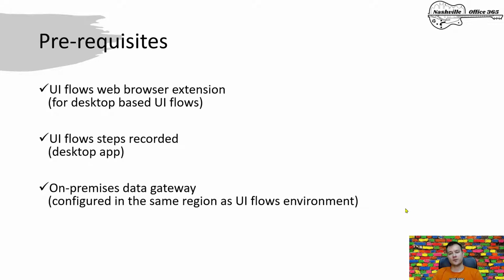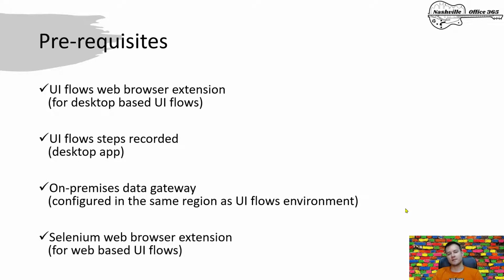We also need to have an on-premises data gateway, which is used to call our computer from Power Automate to trigger and play those recorded steps, so that the UI flows can actually replay what we recorded in the first place. So you'll see it in a minute. And lastly, if we are thinking about recording and working with web-based UI flows, then we also need to have the Selenium web browser extension downloaded and installed. Four things, plus the requirements around the platform.